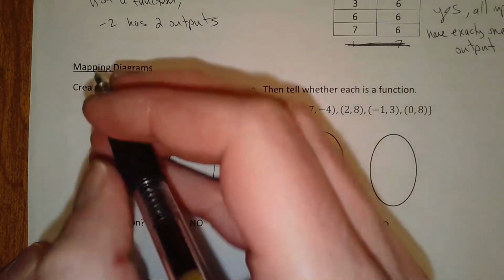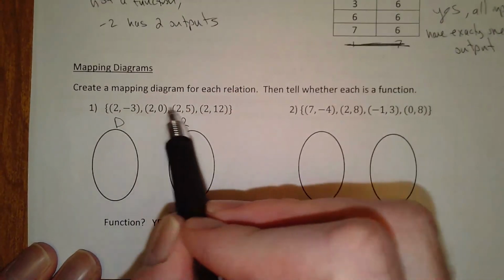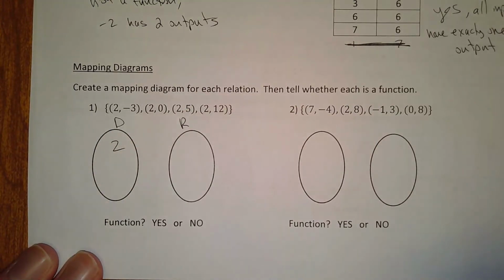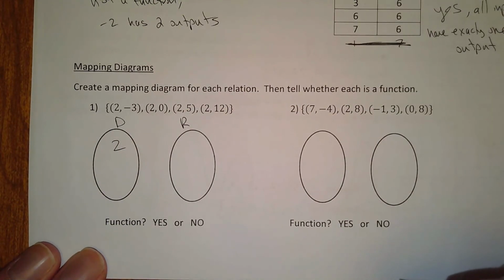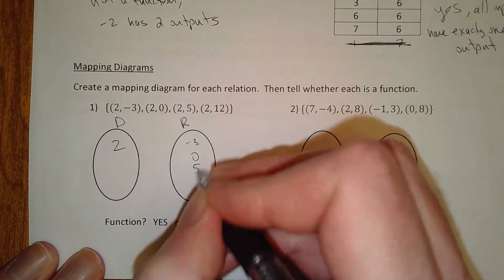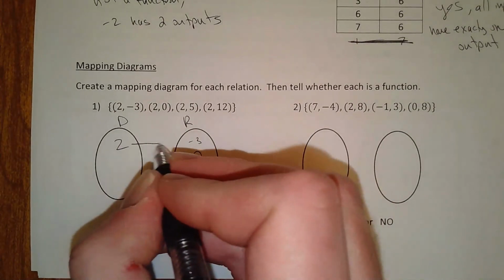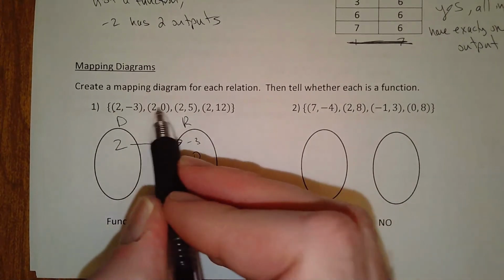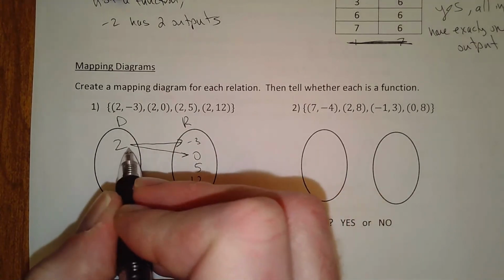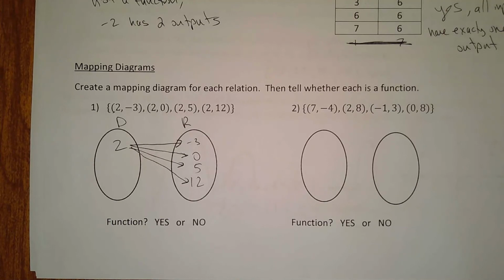So in here, I'm going to put the domain and the range. So the domain here is actually just 2, because 2 repeats itself several times. The range, the y values, are -3, 0, 5, and 12. Now the mapping diagram is you draw a line. So 2 goes to -3, draw a line to -3. 2 goes to 0, draw a line to 0, and so on. So that's a mapping diagram. You draw the arrows in.